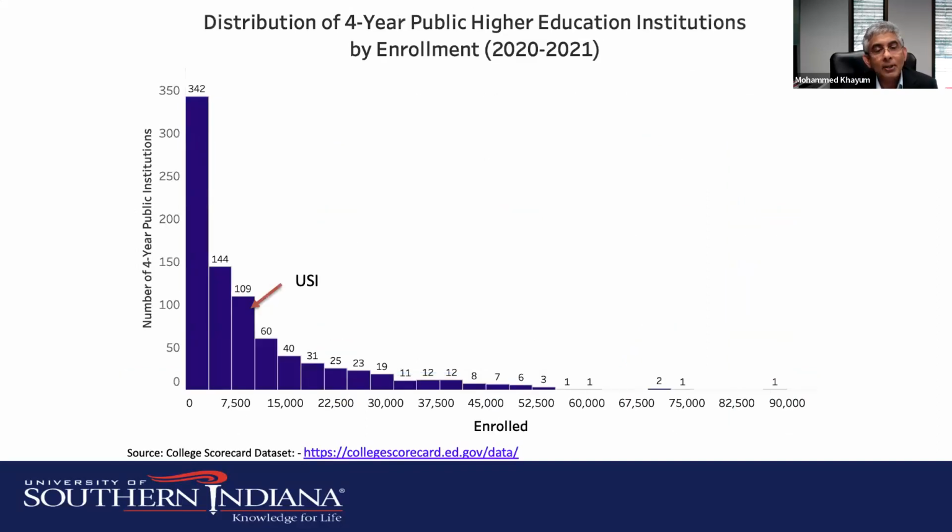So where do we stand? We're in that group of schools with 7,000 to 7,500 students. You can see from the distribution that that's where the majority of institutions are, at that number or below. Then you have a range of them with very high enrollments, but increasingly less so. Next slide.